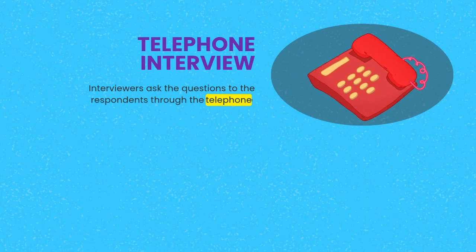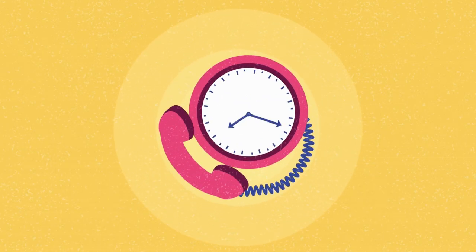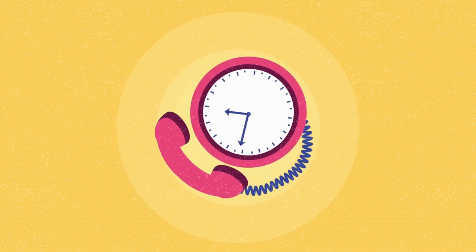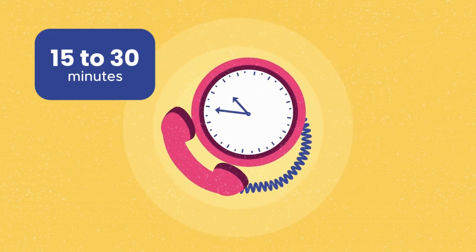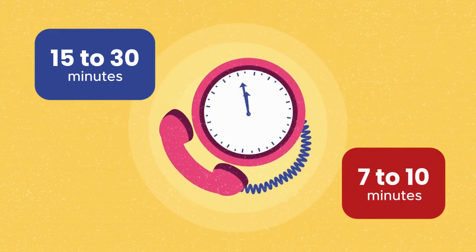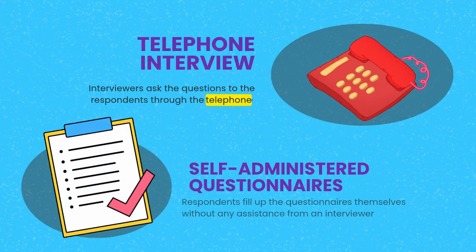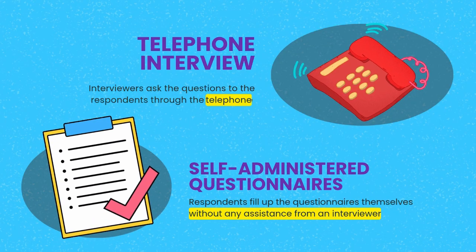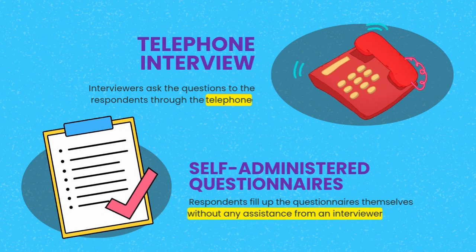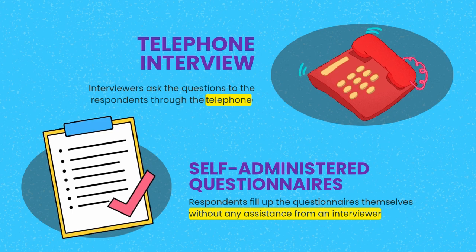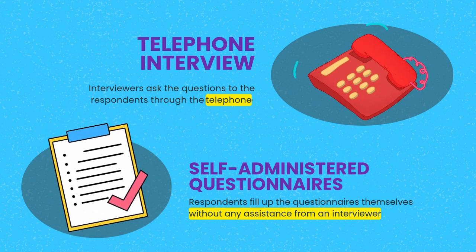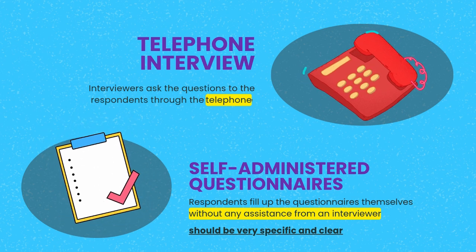Now, the next type of survey that we have here is called the telephone interview. And in here, interviewers ask the questions to the respondents through the telephone. Now, in a telephone survey, you can only do it for a few number of minutes. Some sources say that 30 to 50 minutes is enough, but usually, beyond 7 or 10 minutes, respondents might be tempted to already hang up. Now, in a self-administered questionnaire, respondents fill up the questionnaires themselves without any assistance from an interviewer. Thus, the directions on how to accomplish the questionnaires should be very specific and clear.